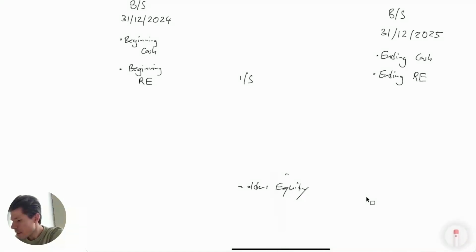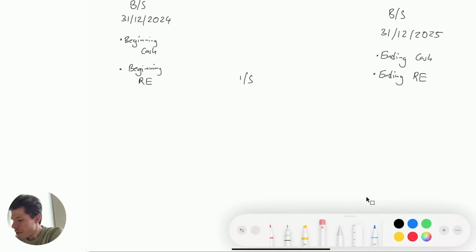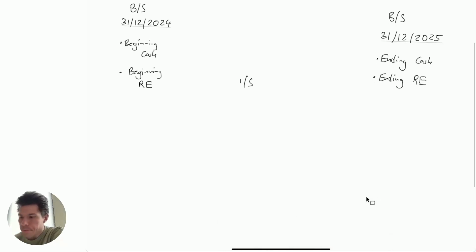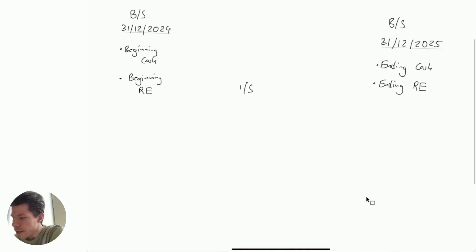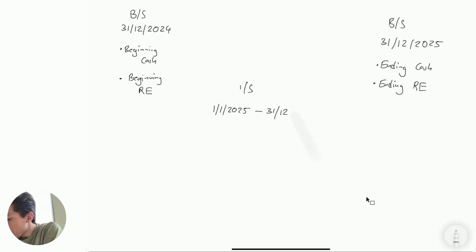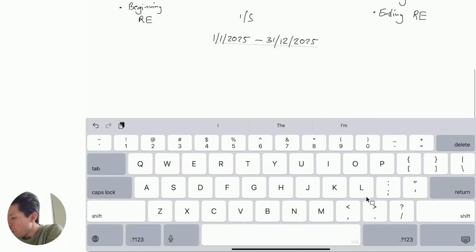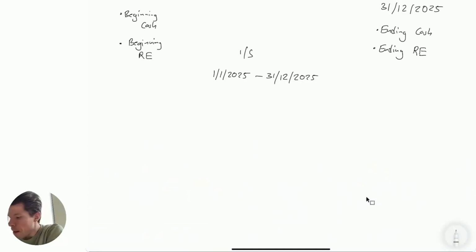Then let's start with the income statement. Just get rid of this, I think I need more space. Start with the income statement very briefly. Again, income statement, quite important, is 1st January 2025, potentially not on the 1st because it's a public holiday, and then 31st December 2025. So the income statement covers a period, whereas balance sheets cover only a point in time.